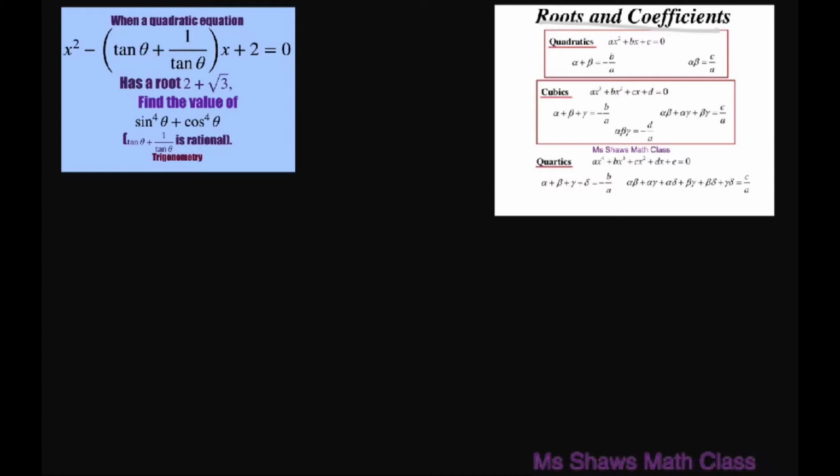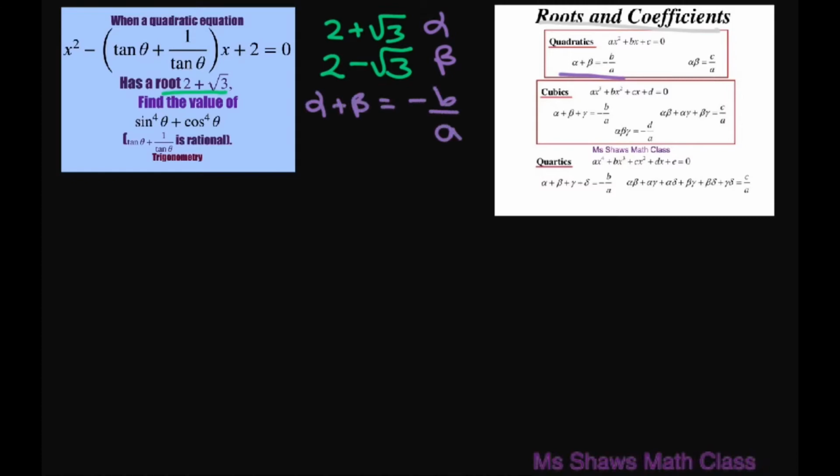And notice that if it has a root that's 2 plus square root of 3, then it also has the root 2 minus square root of 3. So we'll call this one alpha and this one beta. And let's find the sum. Now the sum of the roots, alpha plus beta, equals negative b divided by a.